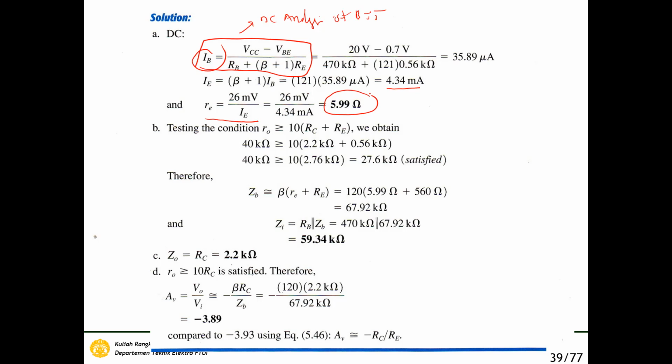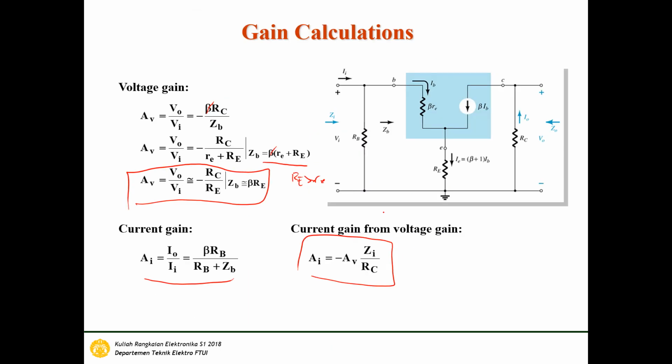And then we test for the ZI. So we test whether RO is larger than 10 RC plus RE. So we got that RO is larger than 10 RC plus RE. So we can get ZB equal to beta RE plus big RA. So we got that ZB is 67.92 kilo ohm.